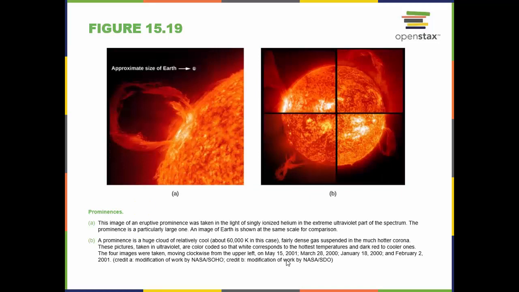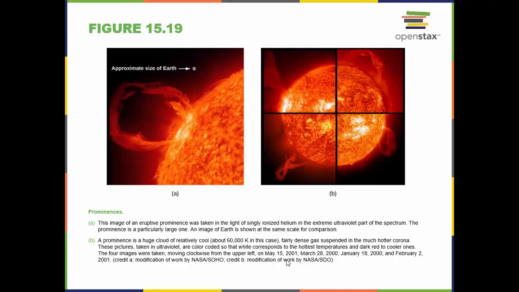We also have things called prominences, and this shows an eruption of a prominence. It was taken in the light of singly ionized helium, in the extreme ultraviolet part of the spectrum. The prominence is a particularly large one, and an image of the Earth is shown to show you that it's drawn to scale. So the prominence is a huge cloud of relatively cool gas, about 60,000 K, and it's fairly dense gas suspended in a much hotter corona.